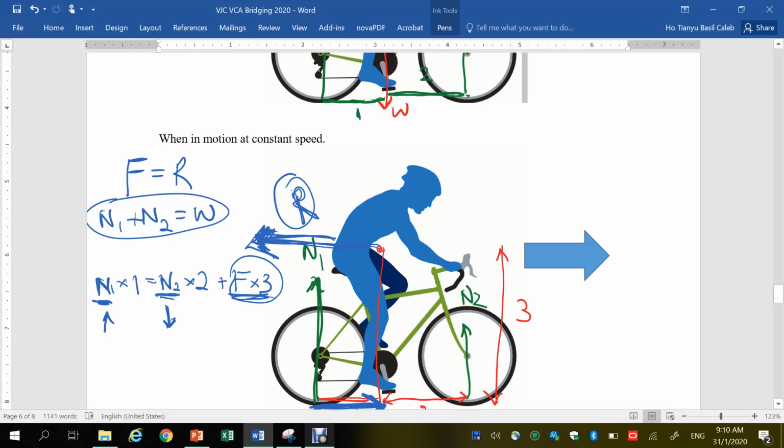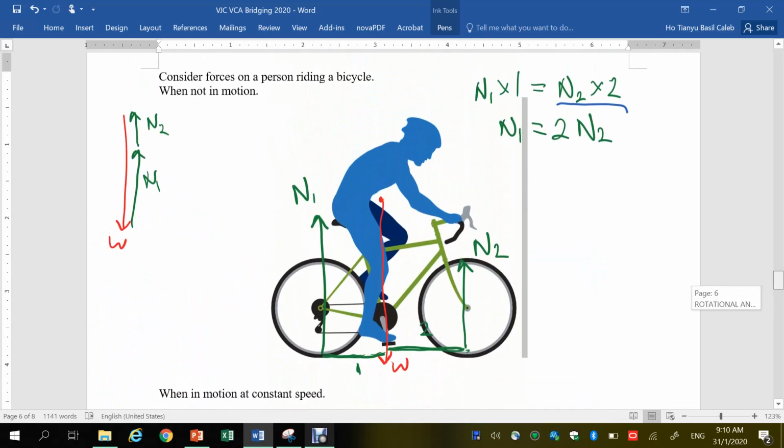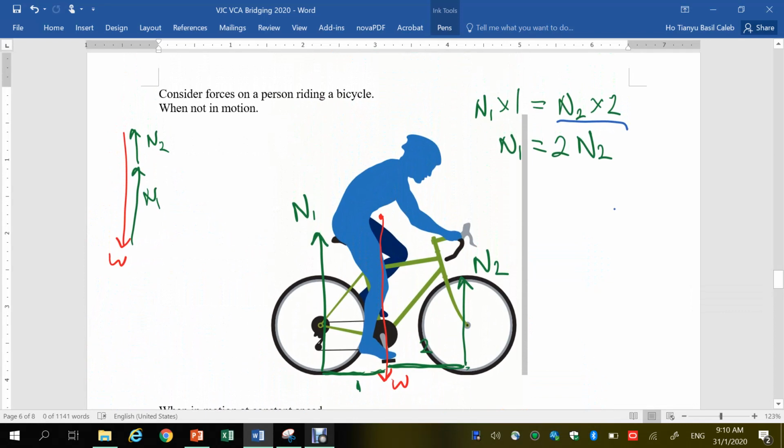Hi, welcome back. So here, I didn't do this previously, but we can actually find the value of N1 and N2, right? If the weight W is actually 600, we can say that the value of N1 should be 400, the value of N2 should be 200.